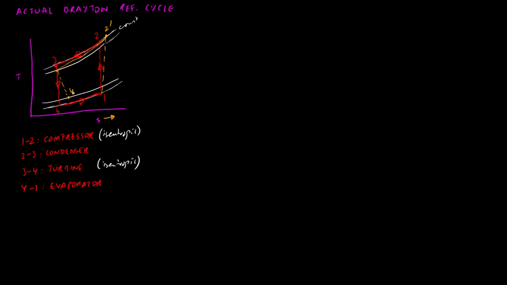My 4 dash is going to be here, and from 4 dash I'm going to come back to 1, because it's not going to be a constant pressure process now. This is the constant pressure line. So if it's jumping the line, then it's not a constant pressure process. Okay, so it's going to jump the line, and it's going to eventually end up back at 1. Okay, so this is how this cycle is going to look.